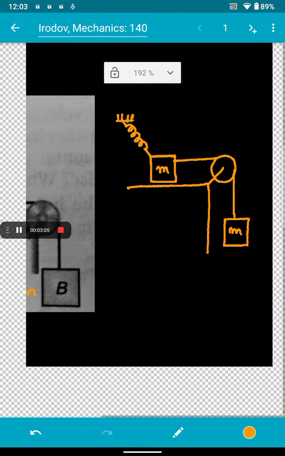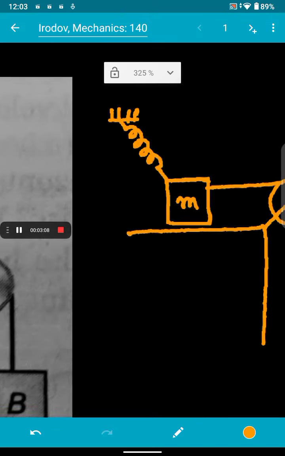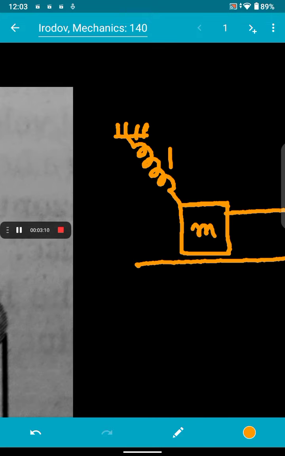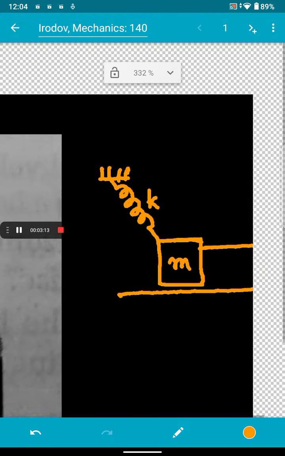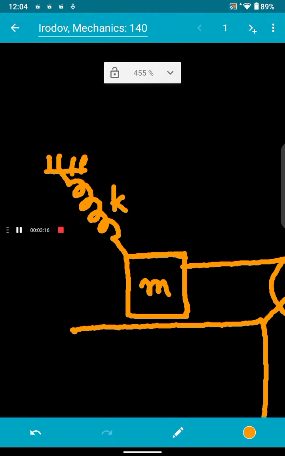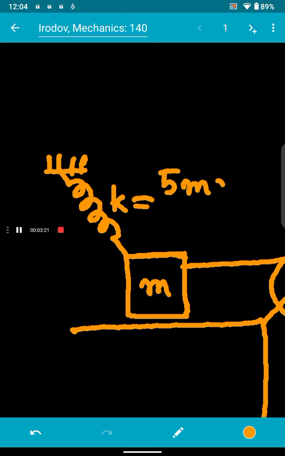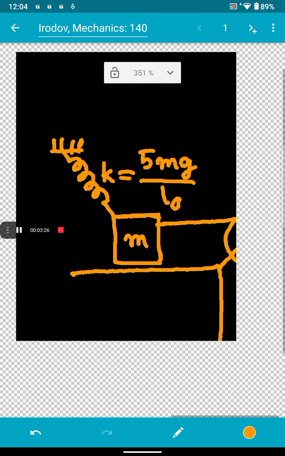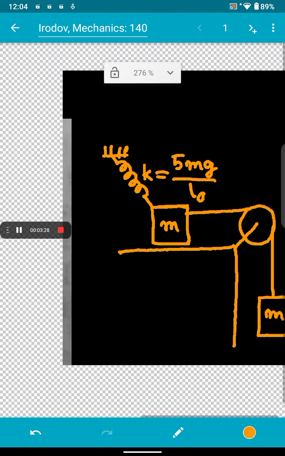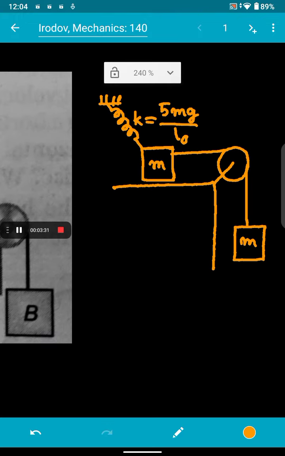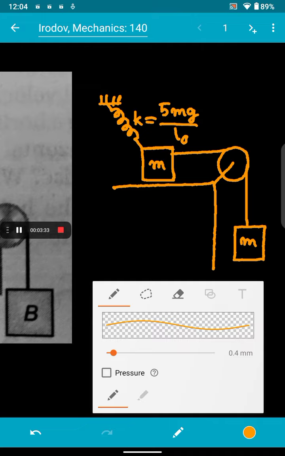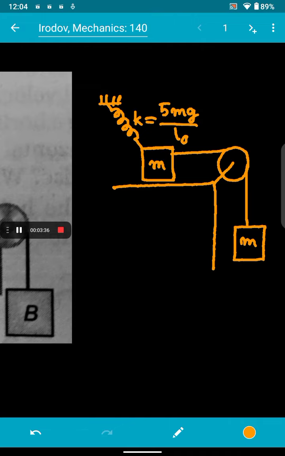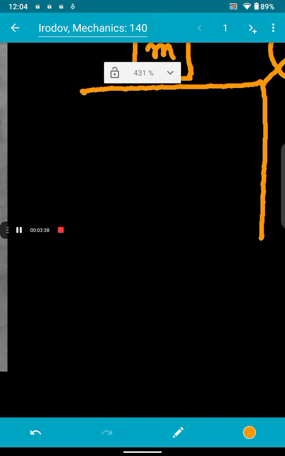Now the spring constant is given as K, and in the question one more detail is given, that K is equal to 5 mg divided by L0. L0 was the natural length of the spring. So after this we can draw the, wait, let me decrease this by a bit. Okay, so now let me construct the free body diagram of the block on the surface.